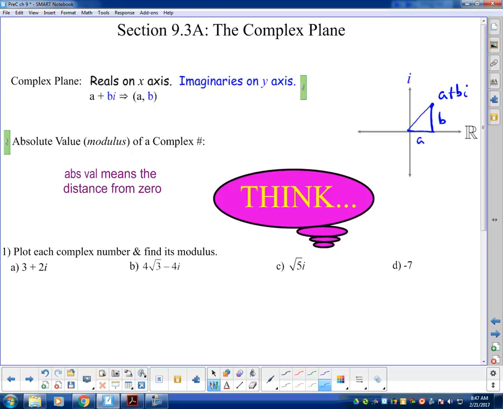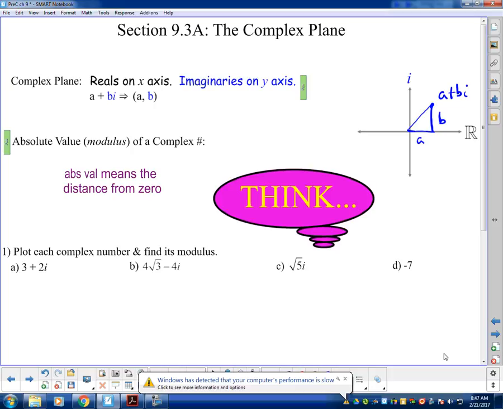So what do you think the equation of the modulus for a plus bi might be? Absolute value means distance from 0. So think in terms of distance. What is my distance here from the origin? It's like c, the hypotenuse of the right triangle. What would the equation be for c, finding it with the Pythagorean theorem? Yeah, so that's what modulus is.